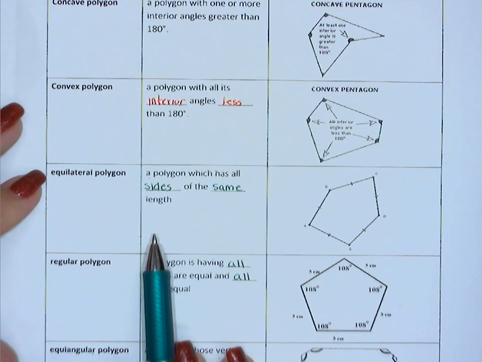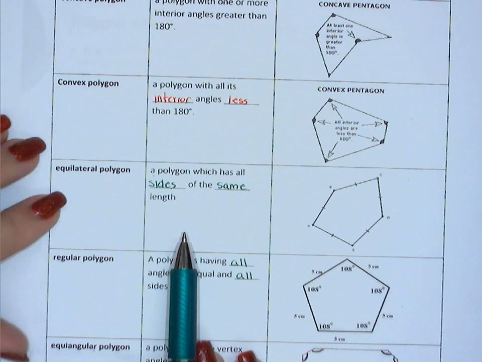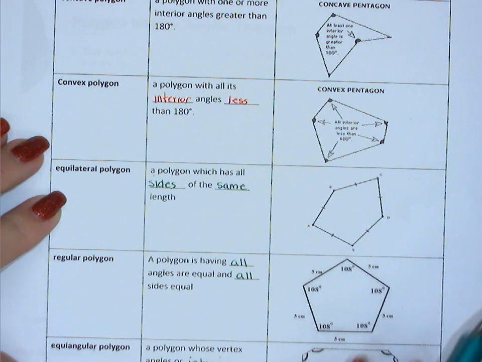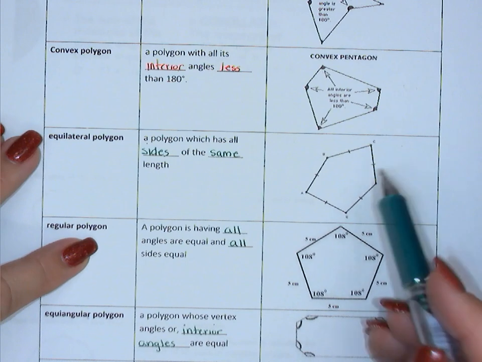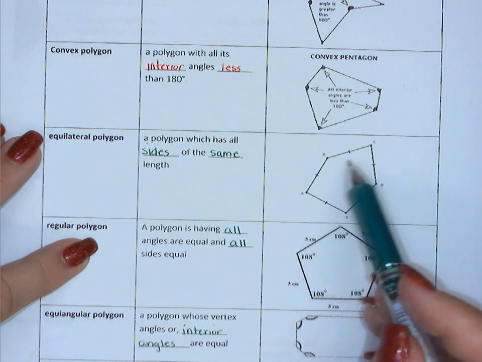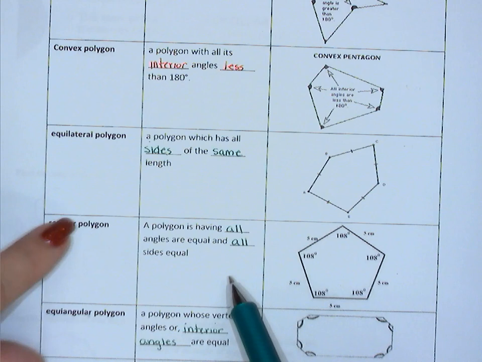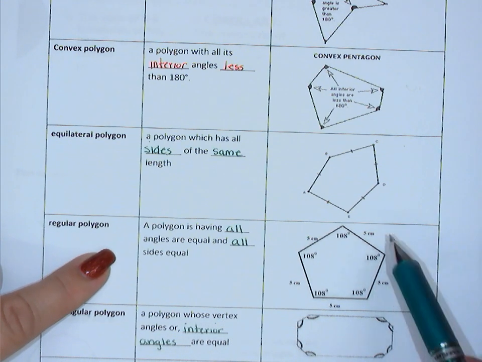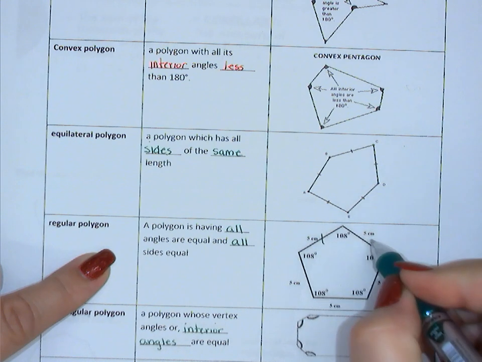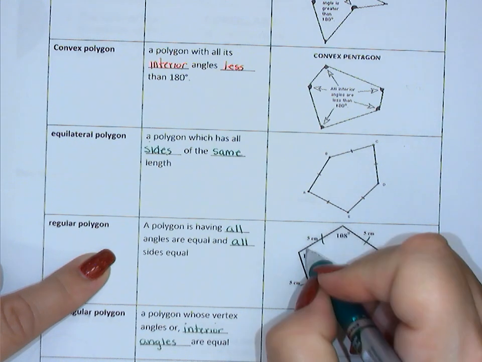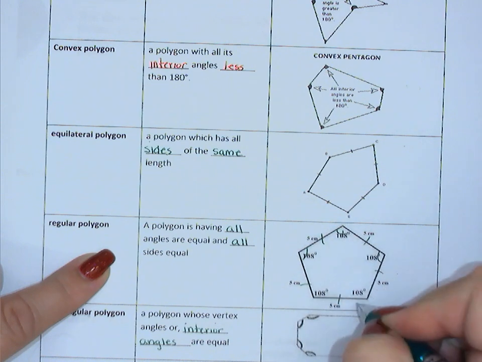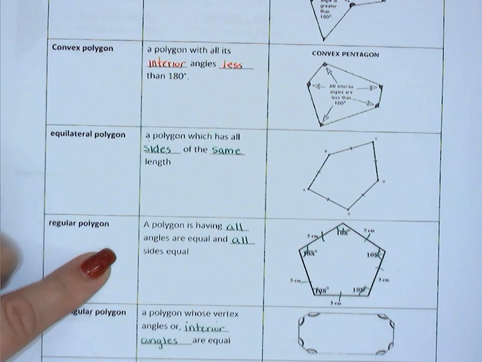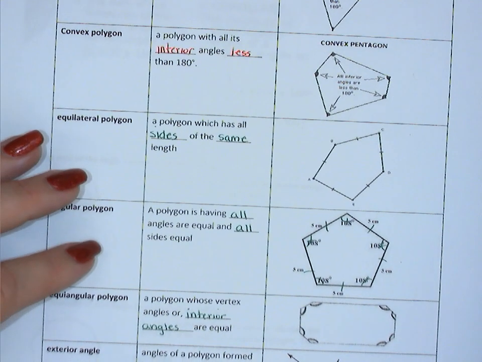Then we have an equilateral polygon, which is a polygon that has all sides of the same length. So notice the markings indicating that they are all the same length. Notice, though, here that the angles aren't necessarily the same size. A regular polygon has all angles equal and all sides equal. Like this one, our markings would look like this, and our angles would look like this. So all of the pieces are equal in size.